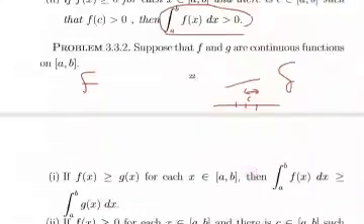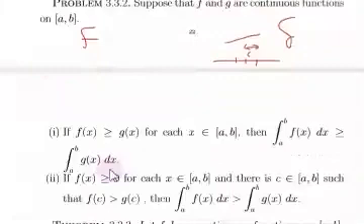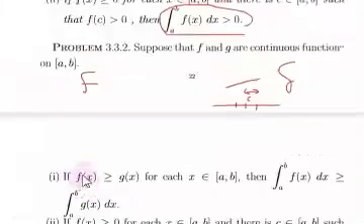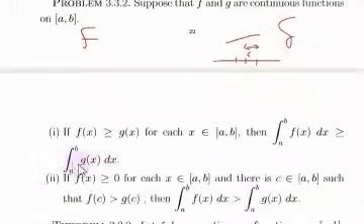This is a problem here. Suppose f and g are continuous functions on closed interval ab. If f of x is greater than or equal to g of x for each x on this interval, then the integral of f over ab is bigger than or equal to the integral of g over ab. Why is that?